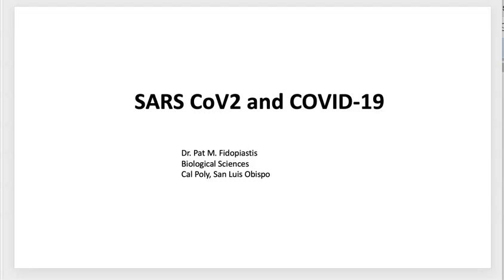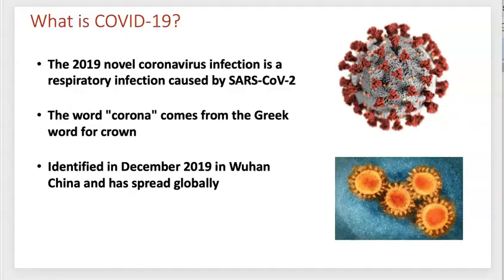This lecture is the first part in a series of lectures on SARS-CoV-2 and COVID-19 for Micro 320, Emerging Infectious Diseases. So the first question, what is COVID-19? By now, we're all pretty familiar with this. The 2019 novel coronavirus infection is a respiratory infection caused by the virus SARS-CoV-2.